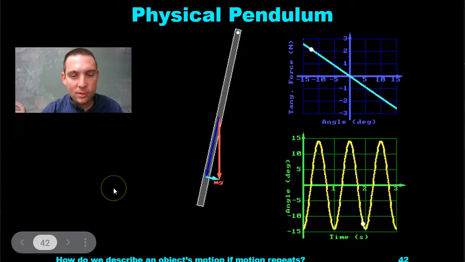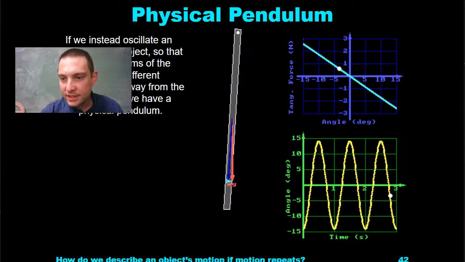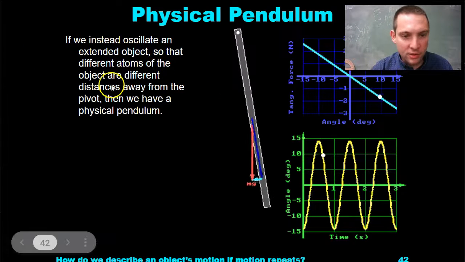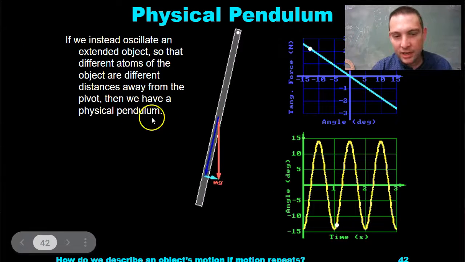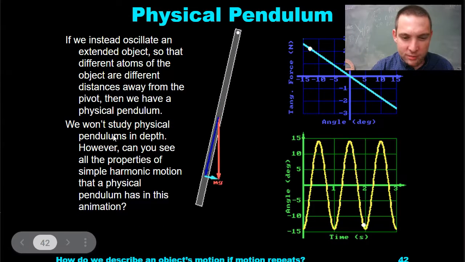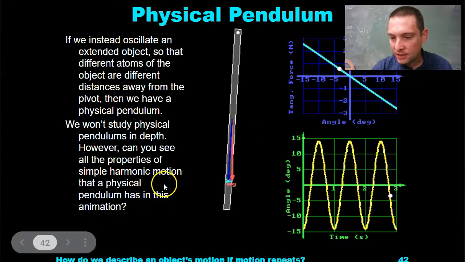Back to the physical pendulum, which we briefly touched on in the last unit. If we instead oscillate an extended object, so the different atoms of the object are different distances away from the pivot, now we have a physical pendulum. We won't study physical pendulums in depth, but you can see the properties of simple harmonic motion that a physical pendulum has.